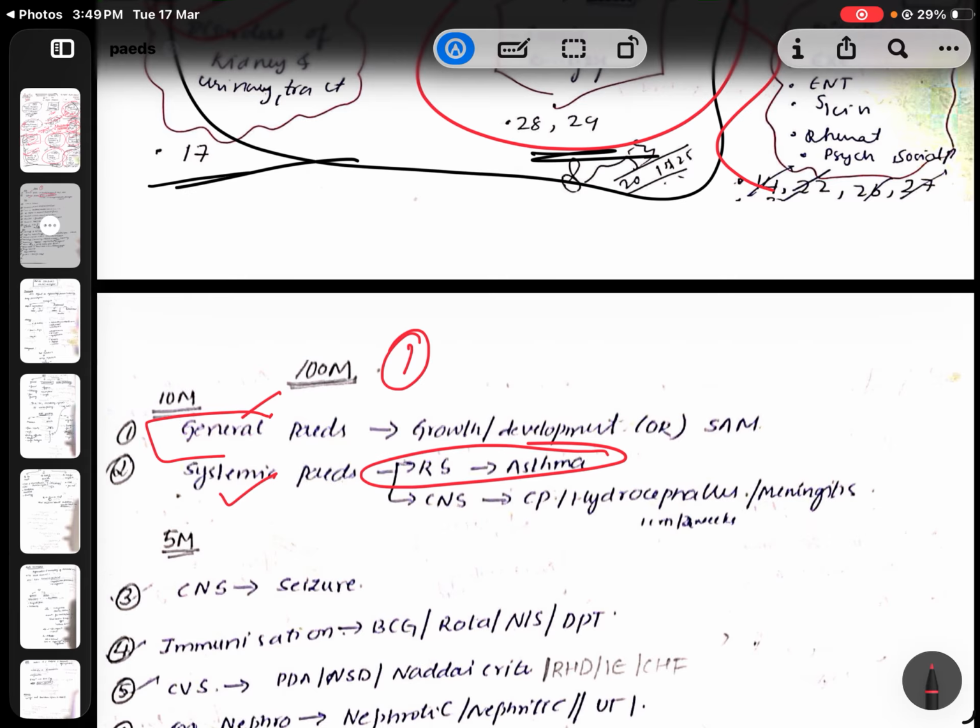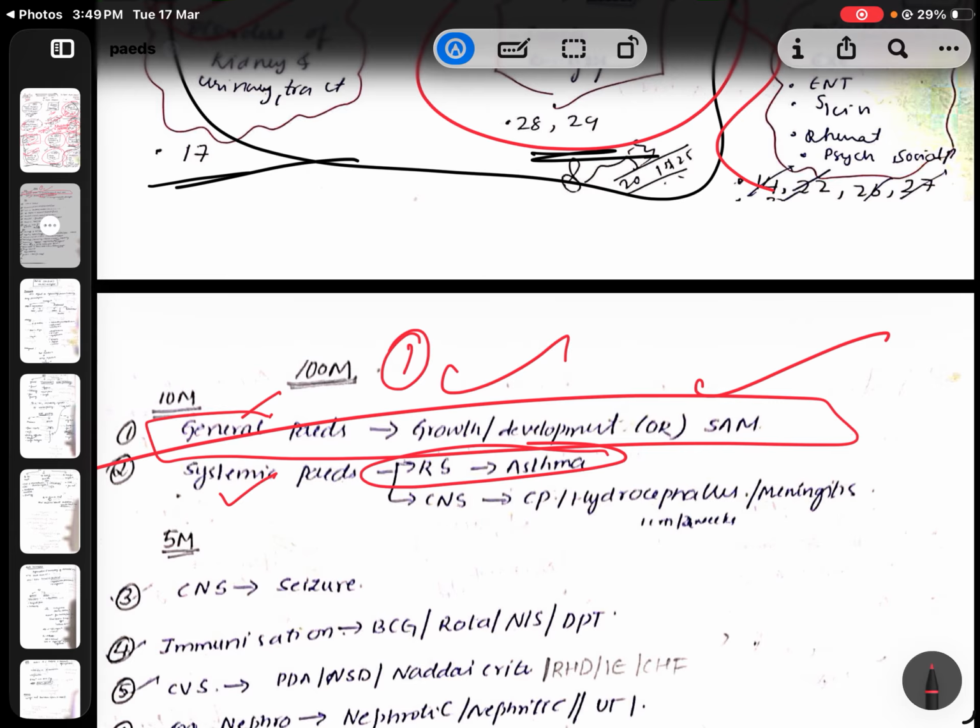Okay, general pediatrics, let me be very clear. There is nothing more which they can ask except growth and development or something related to nutrition. These are the only two topics which you need to study in and out. That can even come as a 5 marker also. But coming to systemic pediatrics, always study the CNS part first, because CNS itself is a 10 marker question. Correct. Next, there are very few questions where they can ask about RS.